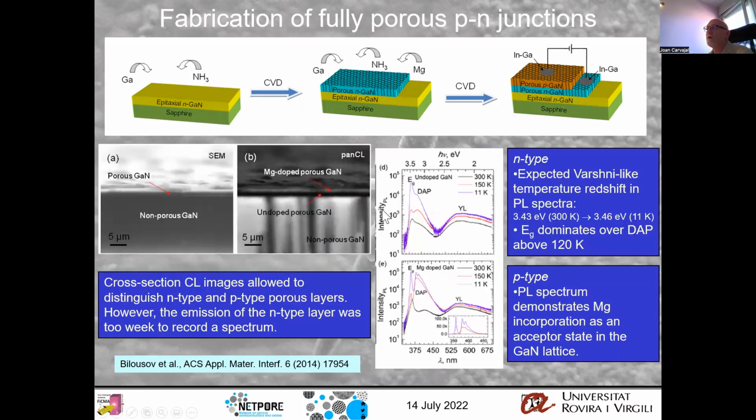When we analyze the emission properties of those materials by cathodoluminescence and by photoluminescence, we can see clearly the undoped porous gallium nitride, that is black because the number of charge carriers in this layer is quite low, but we can distinguish it from the p-type porous gallium nitride layer. We can also observe the differences in photoluminescence between these two layers.